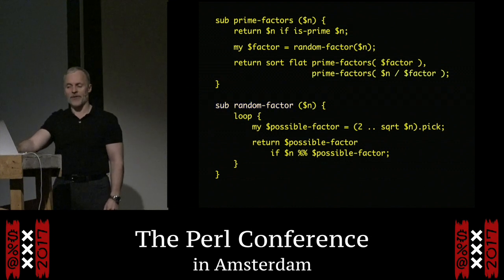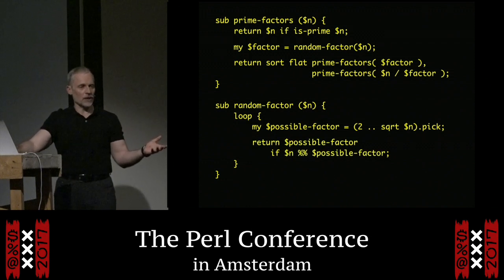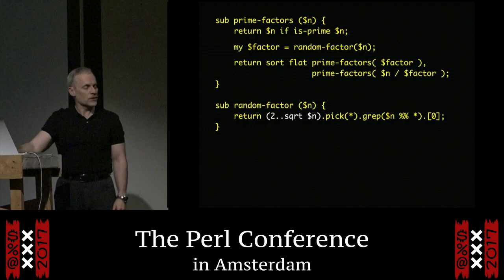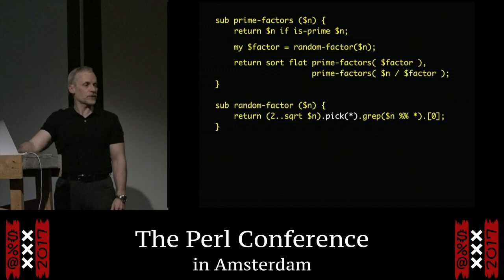And then how do I randomly choose a factor? By looping, randomly picking one number and returning it if it's a factor. So this is BOGO sort one level down. And of course, this being Perl 6, you don't have to write all that code to do that. You can just write this. Take 2 to the square root of n as a list. Randomly pick all of them. That is, shuffle them all. Grep out all the ones that are evenly divisible and return the first thing you got left.